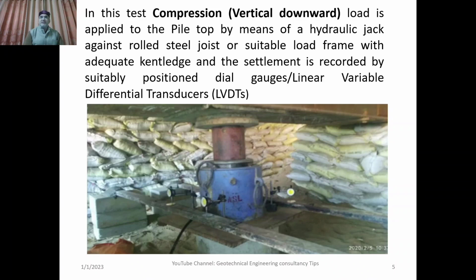So in this test, compression vertical load, vertical downward test method, load is applied to the pile top by means of a hydraulic jack against rolled steel joist or suitable load frame with adequate Kentledge, and the settlement is recorded by suitably positioned dial gauges or linear variable differential transducers, LVDTs.